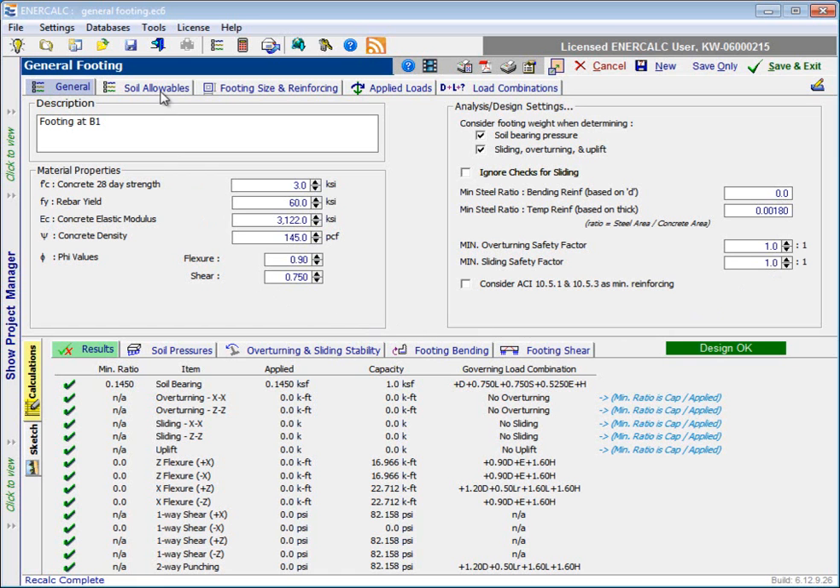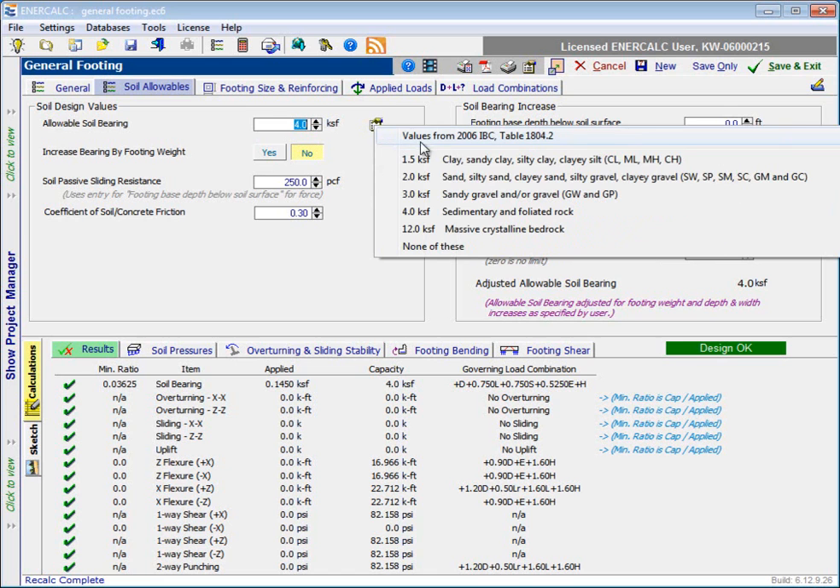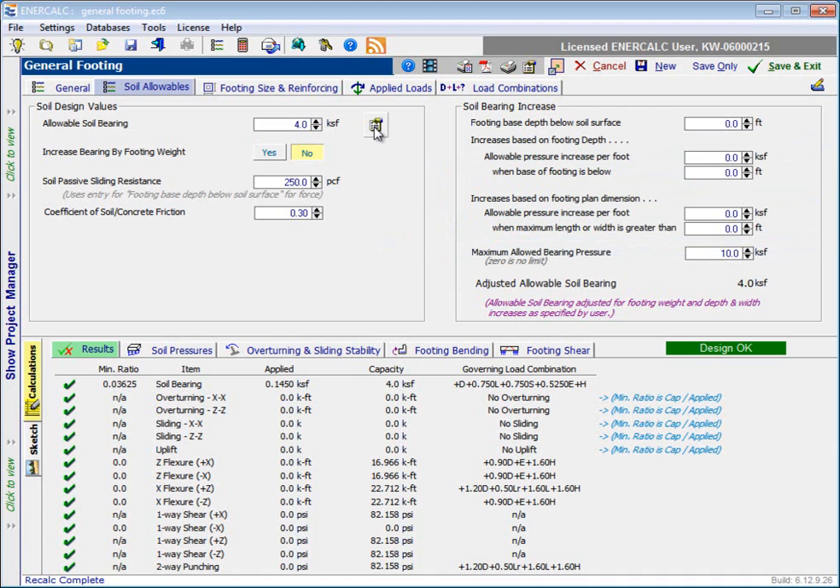The next thing we'll do is take a look at the Soil Allowables tab. So here on the Soil Allowables tab, the first category that we come to is called Soil Design Values, and the first item in that category is the allowable soil bearing pressure. So what I'd like to do is just set this to a value of 4 KSF for our example. I would just point out that there's a convenient table here that you can open with this icon that points you directly to the prescriptive values in the code. So if you choose, you can reference that.